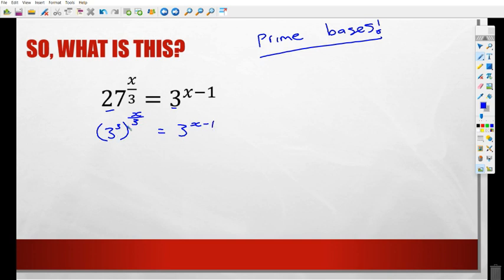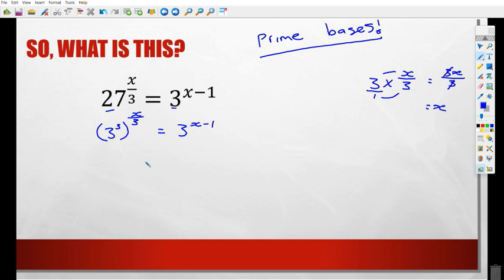I can still simplify here. What is 3 times x over 3? How can I rewrite 3 as a fraction? 3 over 1. How do I multiply fractions? Top times top, bottom times bottom. And I'm going to get 3x over 3, which is just x.